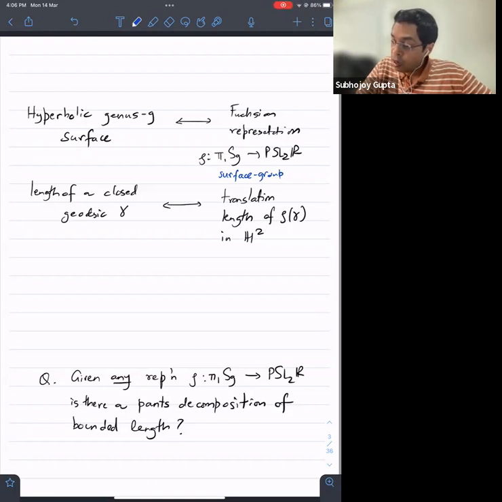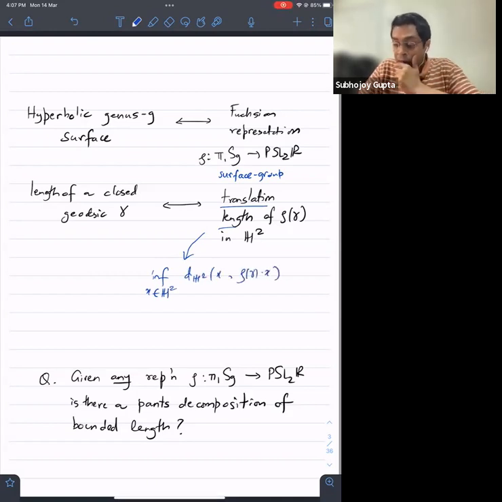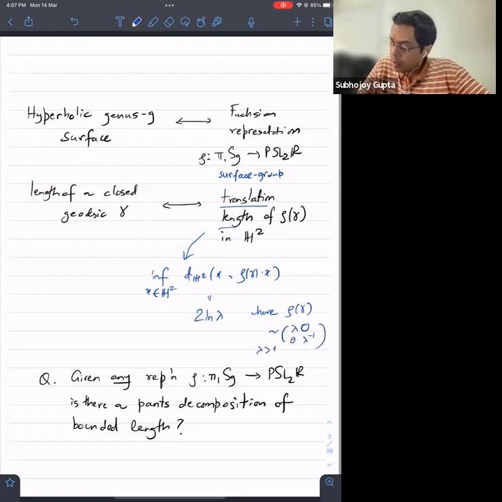And just to recall the translation length, here you can think of it as the least distance moved by that element of PSL(2,R). So here you're varying x over H2. And this, again, you can think of completely algebraically in terms of the trace of rho of gamma, or the eigenvalues of rho of gamma. So here, if rho of gamma is conjugate to this hyperbolic element, where lambda is some real number bigger than 1, translation length is just twice the log of lambda.